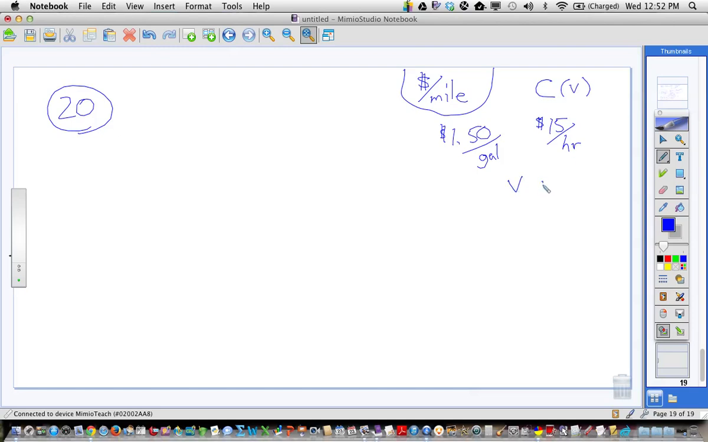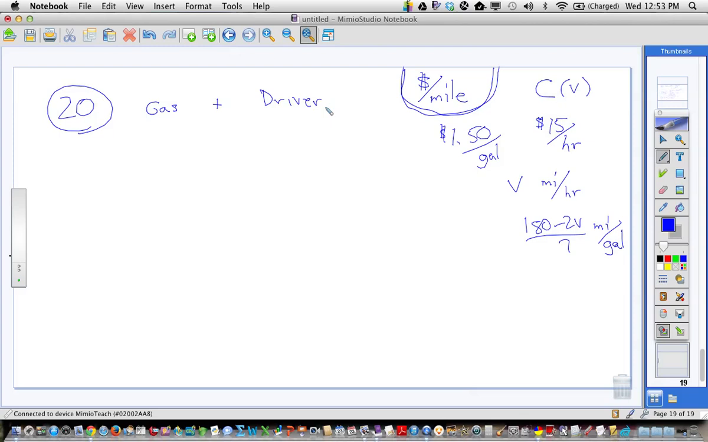The speed is V miles per hour. And then what's that? (180 minus 2V)/7 is miles per gallon. So I got all these units, and what I'm going to do is try to get those to add up to this. So we're trying to get the cost. Now it occurs to me that the cost of this is going to be the cost of the gas plus the cost of the driver. Does that make sense? It's going to be the cost of the gas plus the cost of the driver.